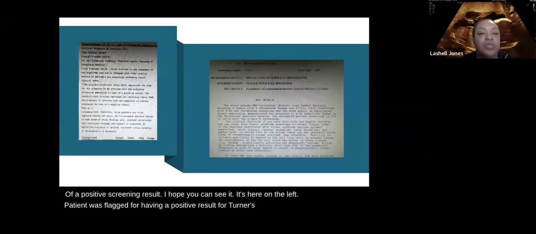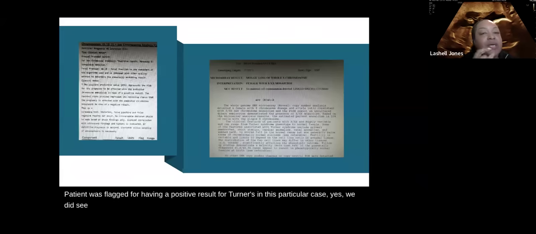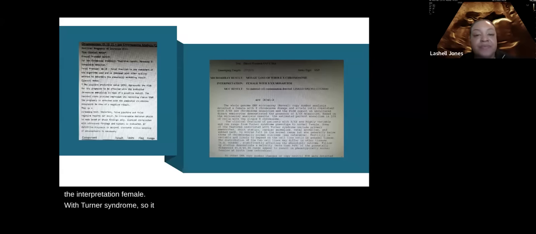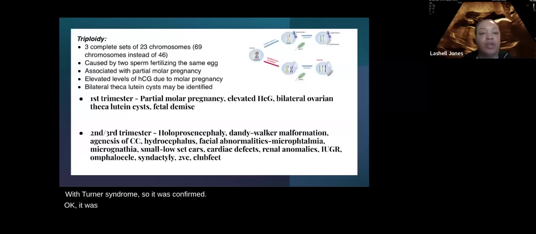In this particular case, yes, we did see the cystic hygroma. We didn't quite see a heart defect. A lot of times with coarctations, it may present itself later, but the patient did have that cystic hygroma. Following the screening result, we did an amniocentesis, which you can see in the interpretation: female with Turner syndrome. So it was confirmed.